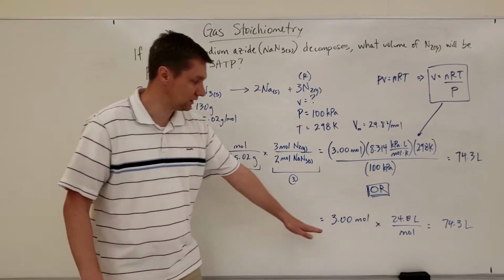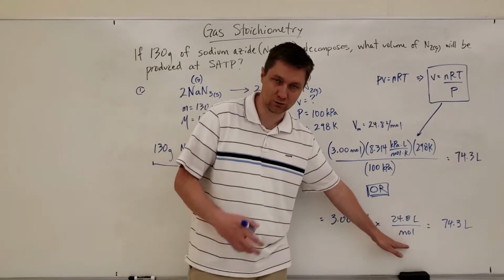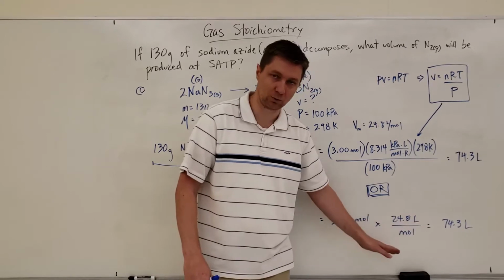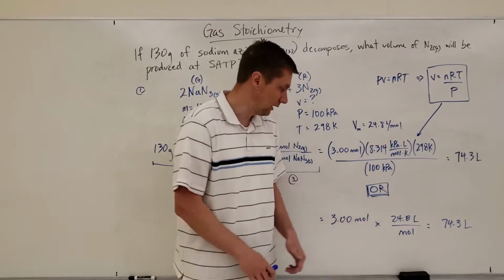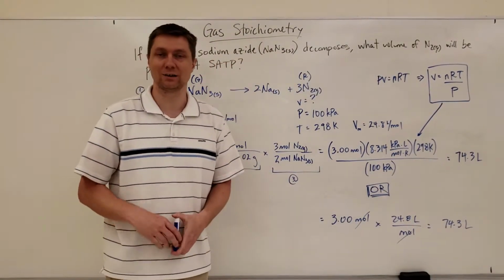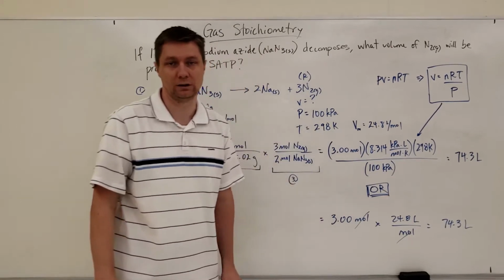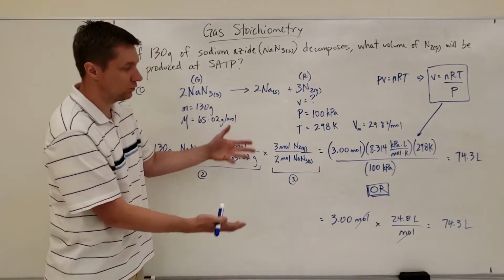And so I can just take these 3 moles of N2, use the molar volume of N2, which is going to be 24.8 liters per mole, because it's at SATP, and I can cancel out my moles, and I can get my liters, and you can see that the answer is exactly the same, punches out in your calculator as 74.3 liters. So there's two different ways that you can choose to do it.